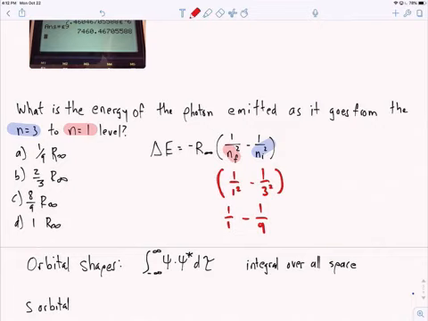So 1 over 1 is 1, even if it's 1 squared. And 1 over 3 squared is 9, so 1/9. So 1 minus 1/9 is 9/9 minus 8/9. I'm sorry, 9/9 minus 1/9, which is 8/9. So, questions with this one?